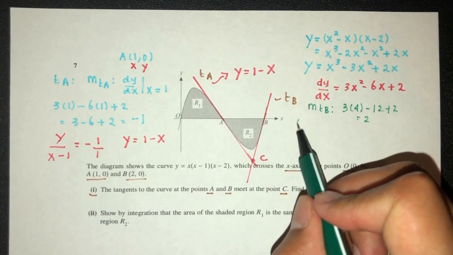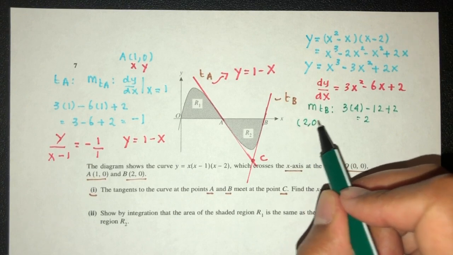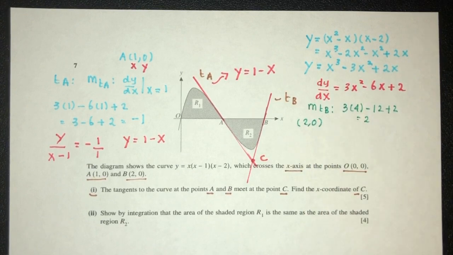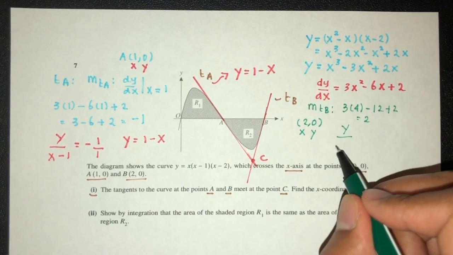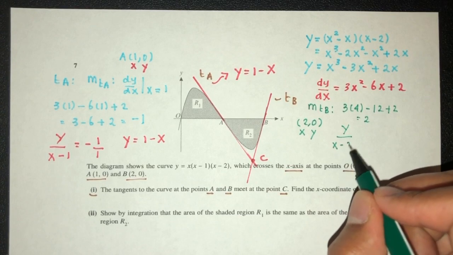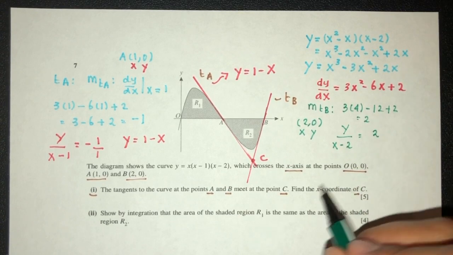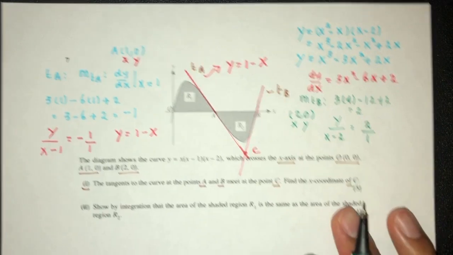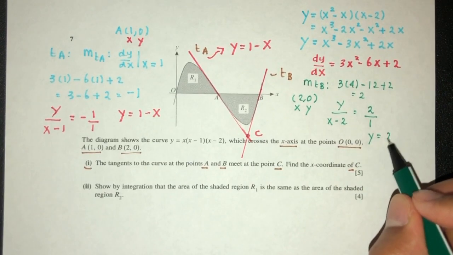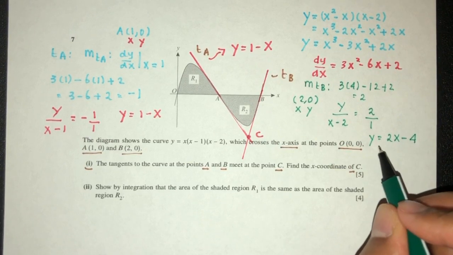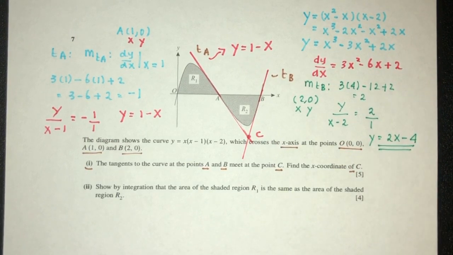Now we have a passing point, which is the point (2, 0). So here we have minus 1, this is 2, so that is the x value, y value. y minus 0 over x minus 2 is equal to the value of 2. Cross multiply, you will have what? You should have y equals 2x minus 4. That will be the equation of my tangent at B.